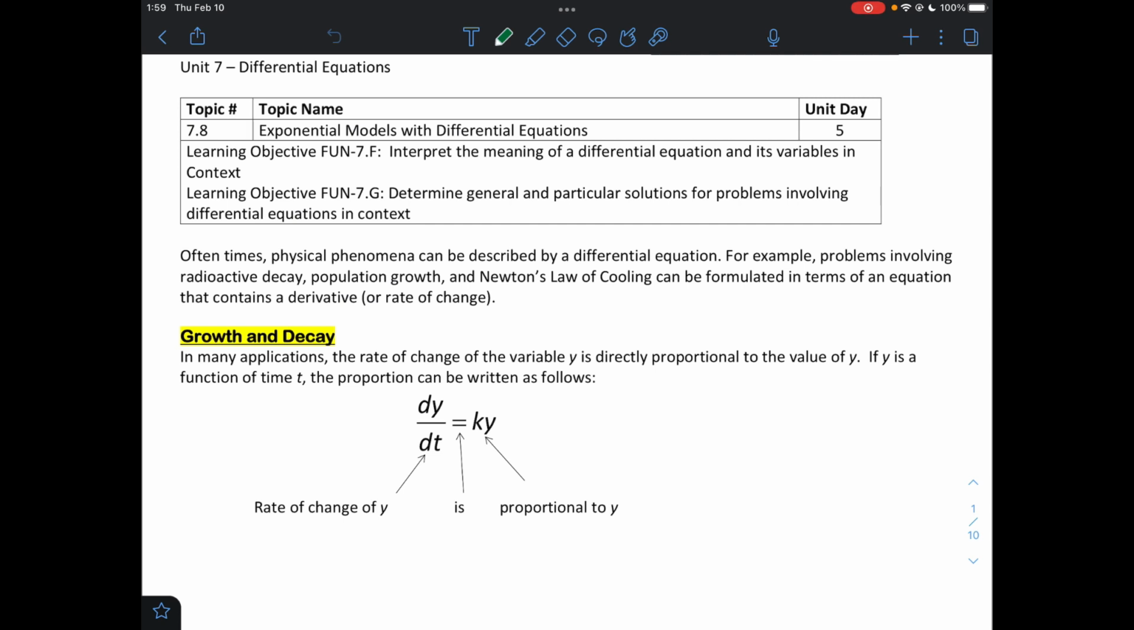In many applications, the rate of change of the variable y is directly proportional. We've talked about that before, directly proportional to the value of y. So when we see directly proportional, we have some type of k constant times y. If y is a function of t, the proportion can be written as dy dt equals k times y.